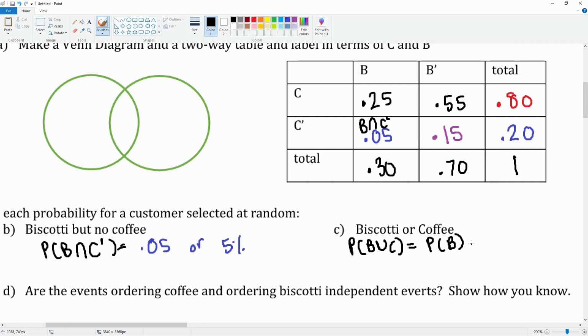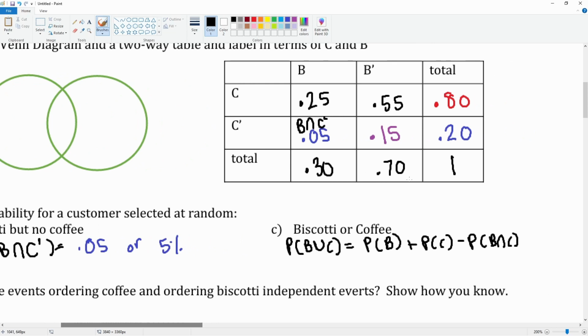The OR: the probability of B or C would be just the probability of B plus the probability of C minus their intersection, B and C. We know what B is. The B total was right here, 0.30. And then the total C was 0.80. Then we have to minus that intersection right here, minus 0.25, because if we add those, it would be over 100. So 0.3 plus 0.8 minus 0.25 gets you 0.85 or 85%.